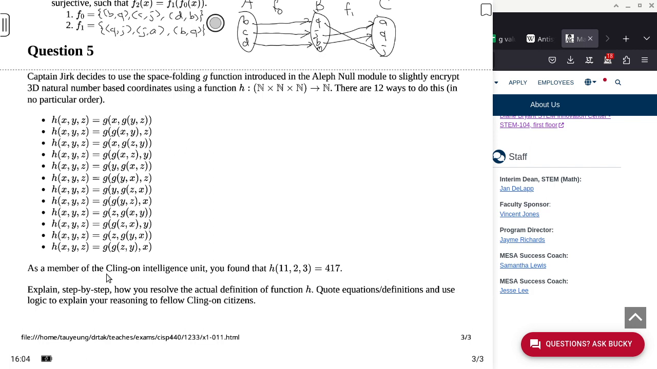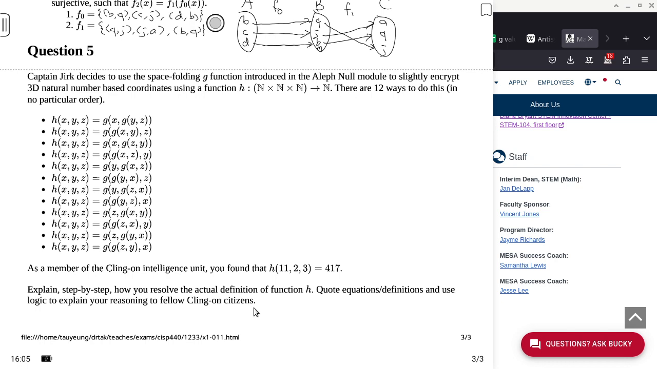As a member of the Klingon intelligence unit, you found that H of 11, 2, 3 is 417. So that's given to you, okay? You intercept the communication and you found that in one single case, H of 11, 2, 3 is 417. Explain step-by-step how you resolve the actual definition of function H, quote equations and definitions, and use logic to explain your reasoning to fellow Klingon citizens.